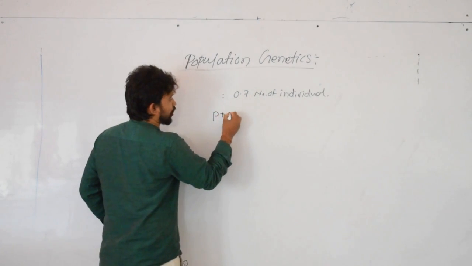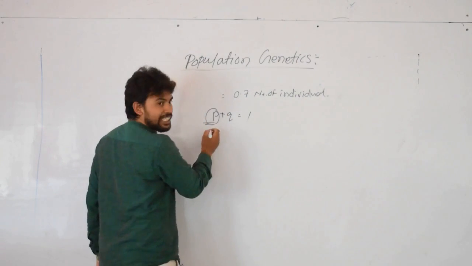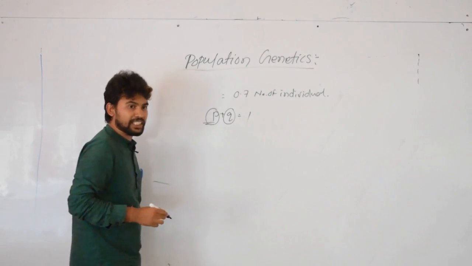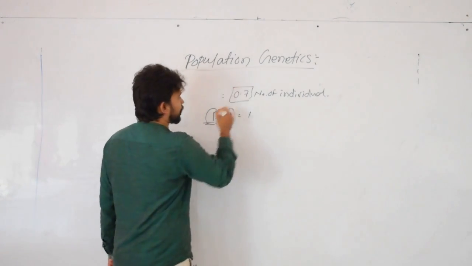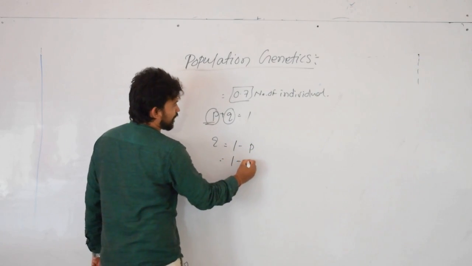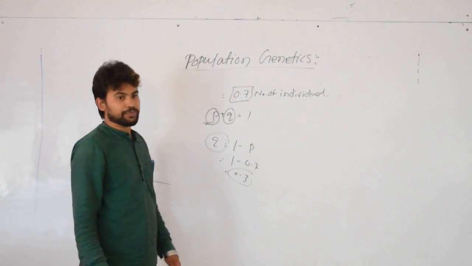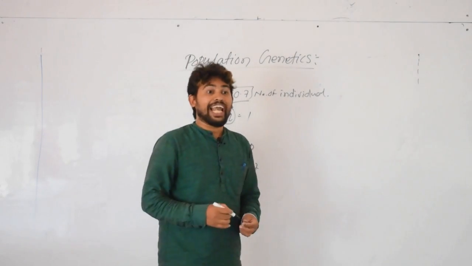So P plus Q is equal to 1. P is always calculated as a form of dominant category. Q is calculated as a form of recessive contents. So P is given 0.7. So Q is equal to how much? 1 minus P. The meaning is 1 minus 0.7 is equal to 0.3. Then you can calculate Q.